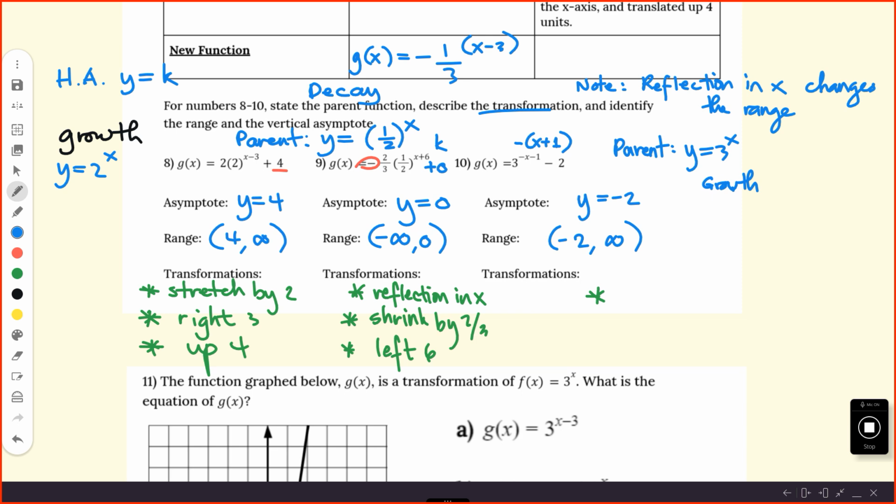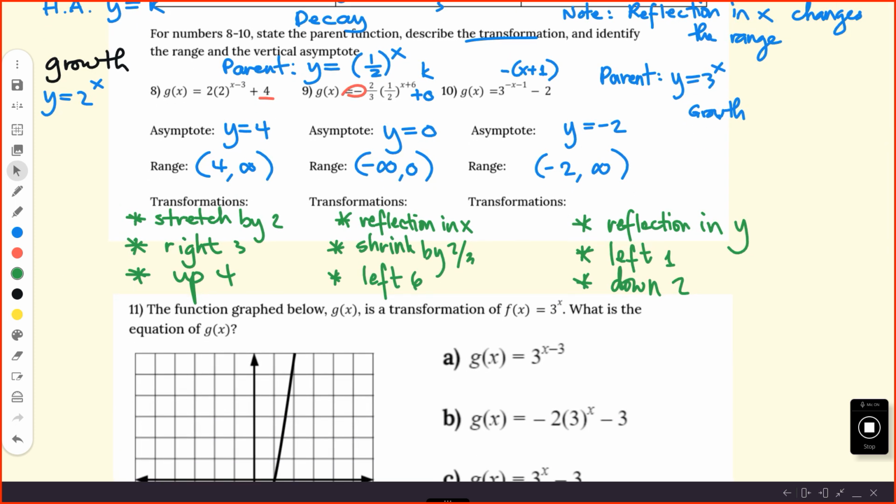So we're not going to include 3 in our transformation. We're going to start with the negative. So that's reflection, because that's in your exponent, reflection in y. And then again, if we put it back to the original form, that's going to be plus 1. So that's left 1. And then minus 2 is down 2. Any question? Okay.